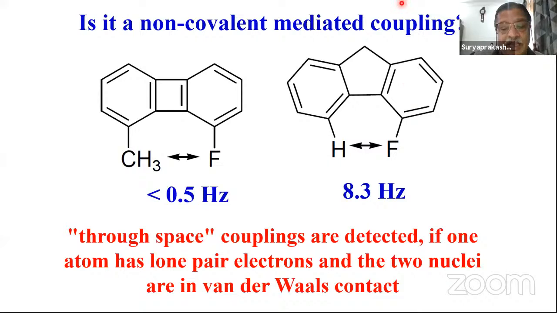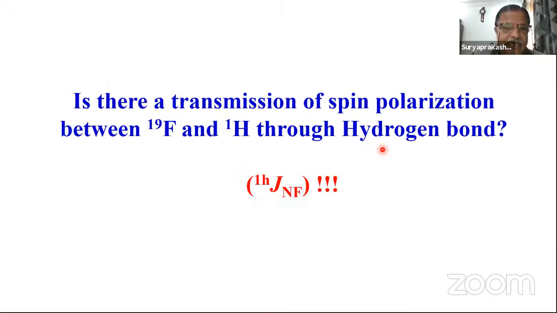This can happen in some special cases when their van der Waals radii are very close and they're overlapping. Don't worry about more details. But now the question is, when that is the situation, is there a transmission of spin polarization between fluorine and proton through hydrogen bond? That is our next question. If there's a magnetization transfer going on between fluorine and proton through hydrogen bond, the next question is, how can fluorine accept hydrogen bond?